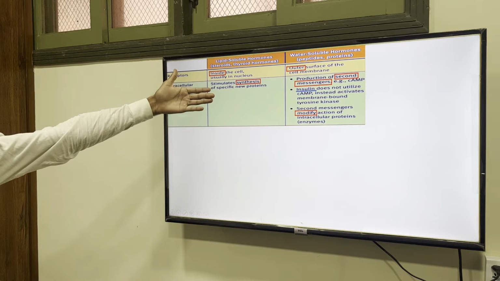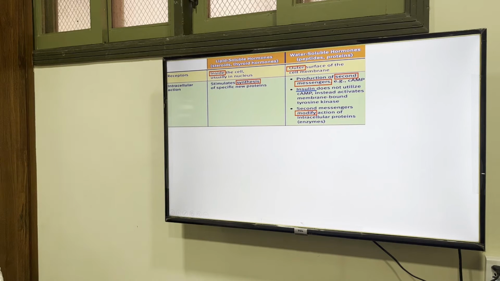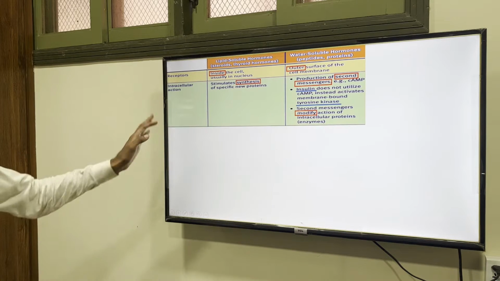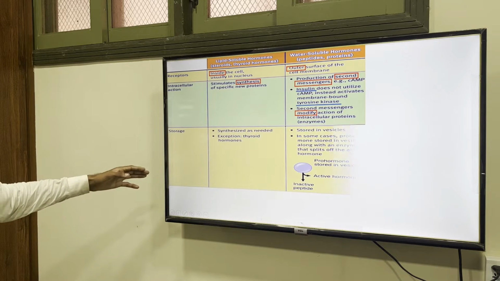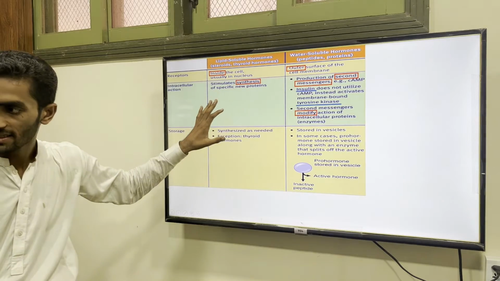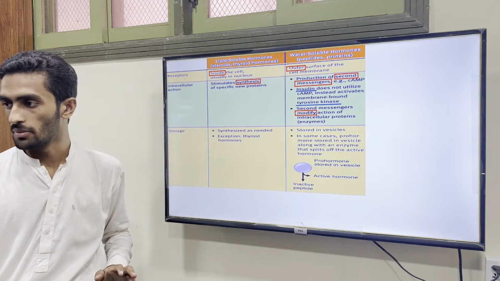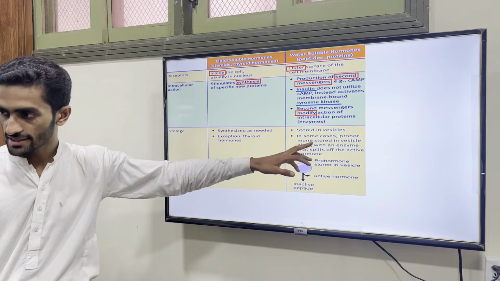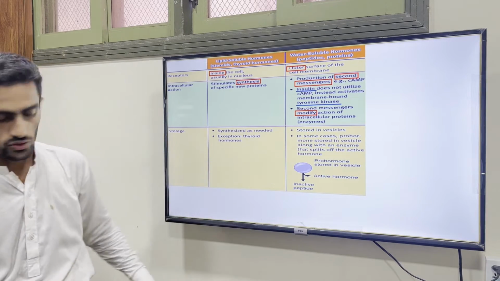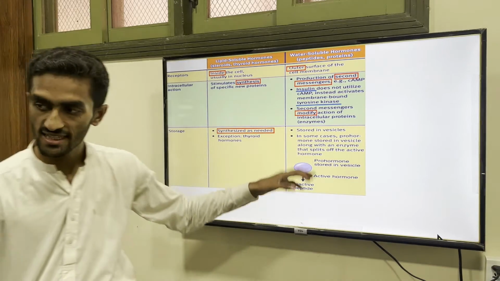But just remember insulin. It has a different type; it does not utilize cyclic AMP. Its mechanism of action is tyrosine kinase, which we will look at later. Just remember. If you look at storage, the steroid hormones are not stored. They synthesize, secrete and perform their job. But in this case, the peptide hormones are stored in vesicles. So while they are synthesized, they are stored.